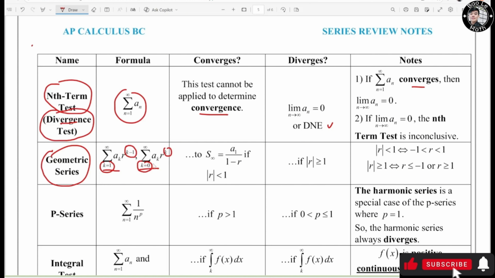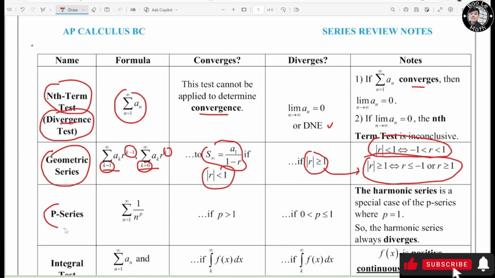Alright, the series converges to s sub infinity equals the first term over 1 minus r if the absolute value of r is less than 1. This is the same thing as this, so keep that in mind. Now, the series diverges if the absolute value of r is greater than or equal to 1. So this is the same thing as this, right? Which you learn from Algebra 2.